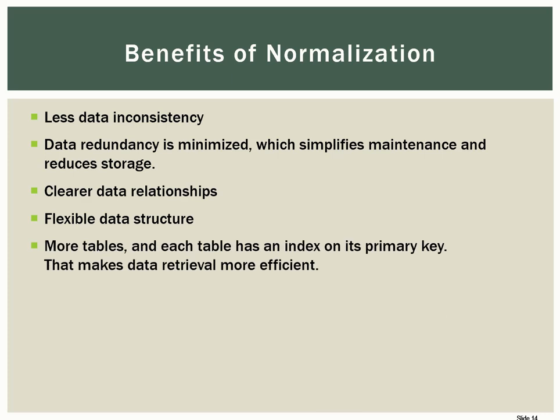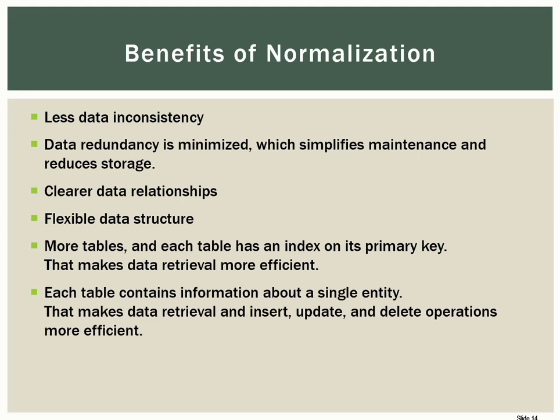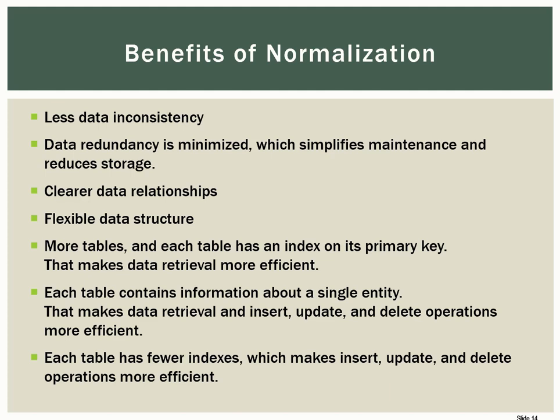You will have more tables when you normalize, and every table will have an index on its primary key. That's going to make data retrieval more efficient. Again, every table has information about a single entity, making retrieval and insert and update and delete operations more efficient. And finally, every table is going to have fewer indexes. Indexes take their toll when you do inserts, updates, and deletes, and therefore these operations become more efficient. So for all these reasons, we do want to normalize. We'll find out how in upcoming lectures.